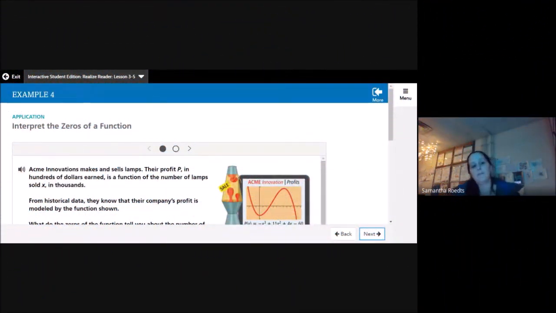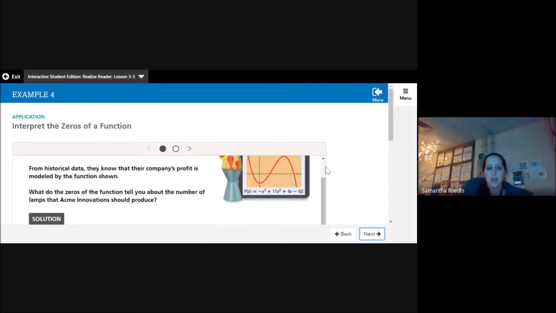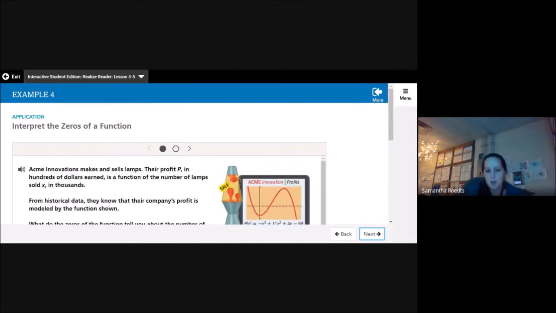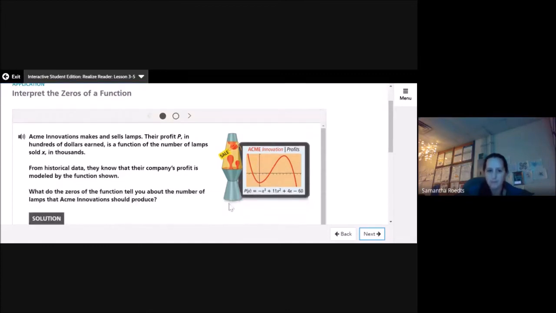All right, example 4, interpret the zeros of a function. So Acme Innovation makes and sells lamps. Their profit P in hundreds of dollars earned is a function of the number of lamps sold X in thousands. From historical data, they know that their company's profits is modeled by the function shown. What do the zeros of the function tell you about the number of lamps that Acme Innovations should produce?